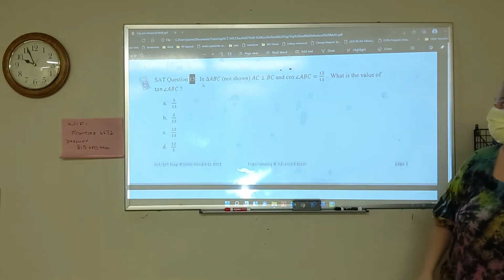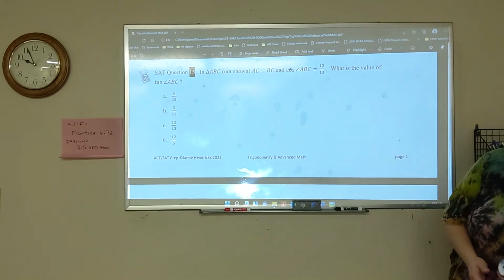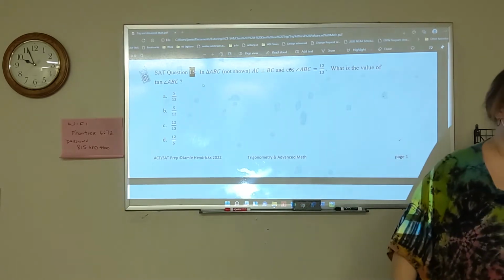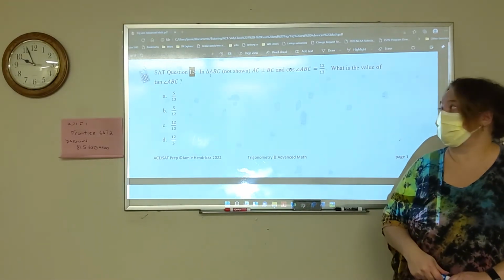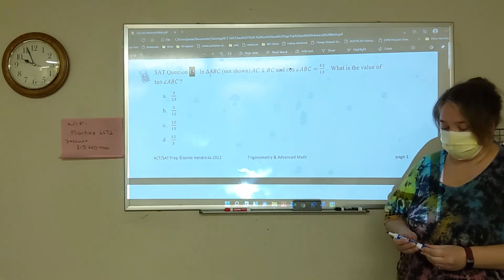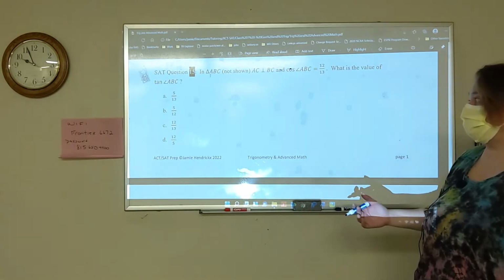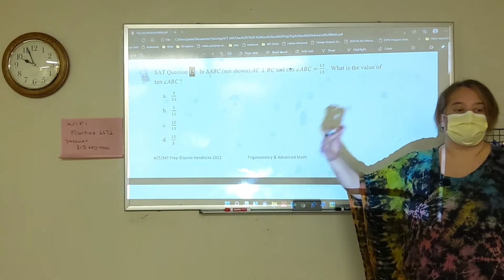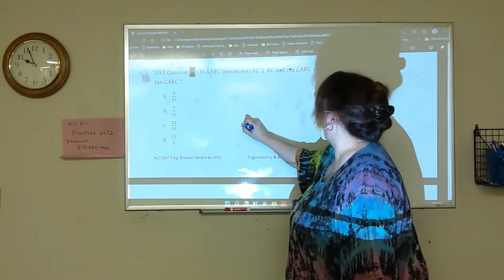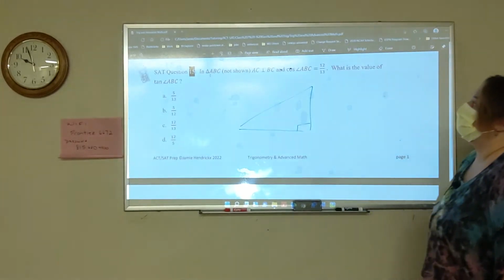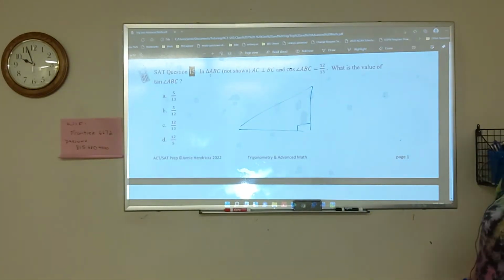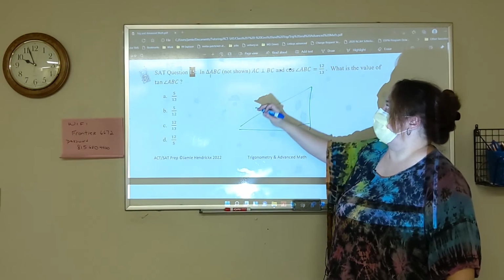Now let's look at how this shows up on your test. Here we go. SAT number 15 and triangle ABC not shown. So of course we're going to draw it. AC is perpendicular to BC and cosine of angle ABC is 12 over 13. What is the value of tangent of the same angle? So first thing we're going to do is draw a right triangle. It doesn't matter which way you draw that triangle. Just give yourself a right triangle. So there we go. I need to get my letters in the right place. I'm going to use this perpendicular statement right here to do that.